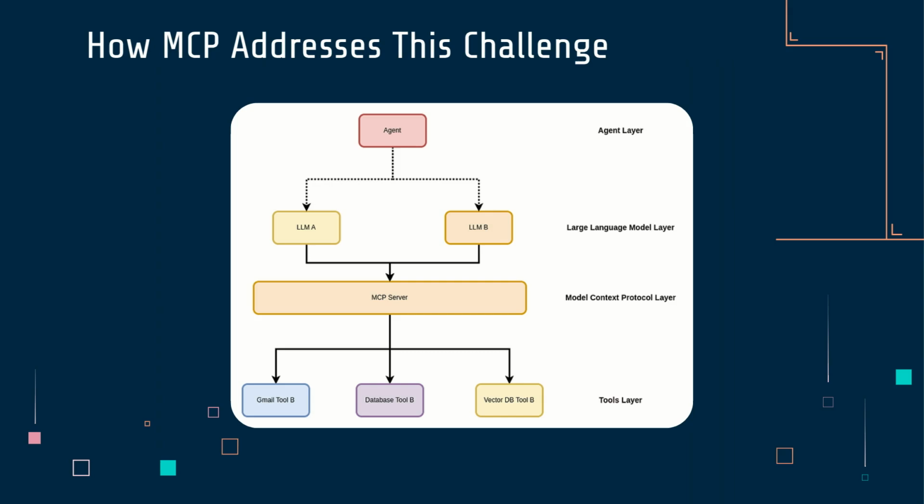Okay, so how does MCP really address this challenge? Let's say that we have one agent right here, right? Let's say that we want to connect our agent to use LLM-A. To use LLM-A, we don't have to actually redefine or rewrite these tools right here. So the email tool, the database tool, and the vector DB tool don't have to be rewritten in order to work with our LLM-A or LLM-B, in order for this agent to use them.